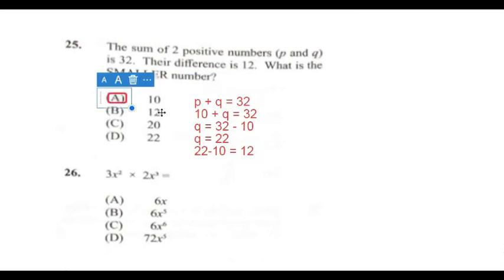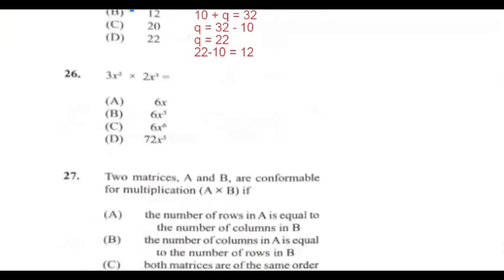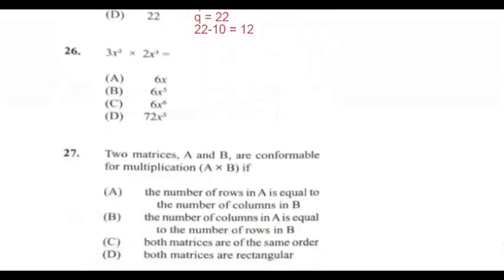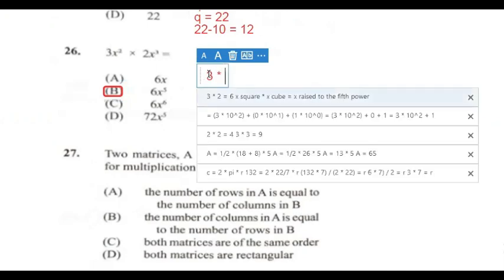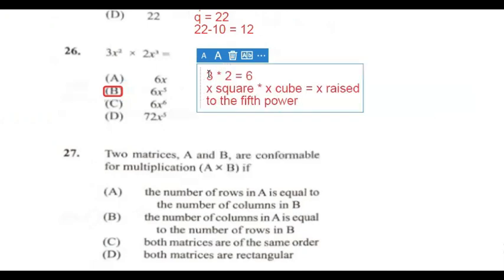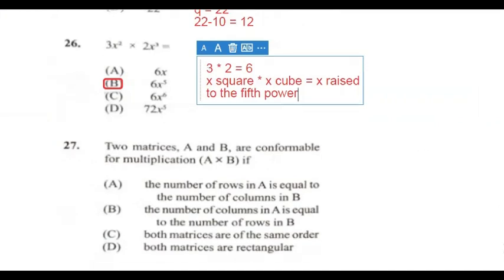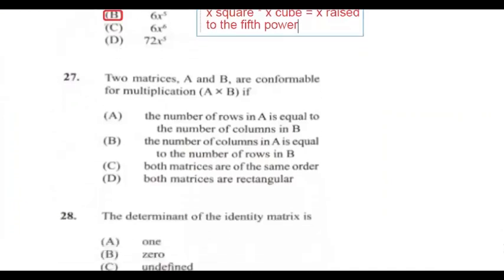You can try the similar method with B, C, and D, and you'll see that none will give a difference of 12. And 26, 3x squared plus 2x cubed is equal to, and by now we know that this is B. So we pull it apart. 3 times 2, it's 6. And x squared times x cubed is equal to x raised to the 5th power, multiplication of indices, and once the bases are the same, we just add the power, which is 2 plus 3 to give us 5, and that's how we get 5th power.